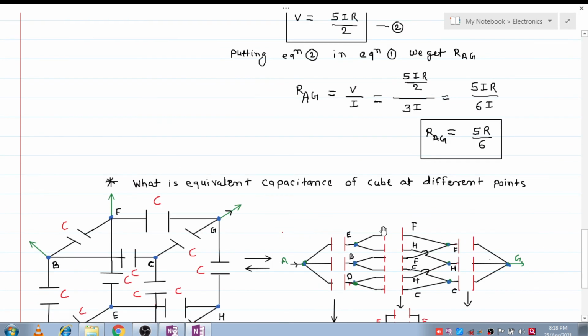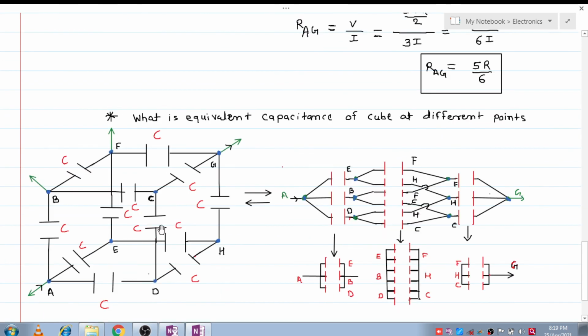If capacitance C is connected across each edge of the cube, then what is the equivalent capacitance of the cube at different points? This point we are going to discuss in the next lecture.